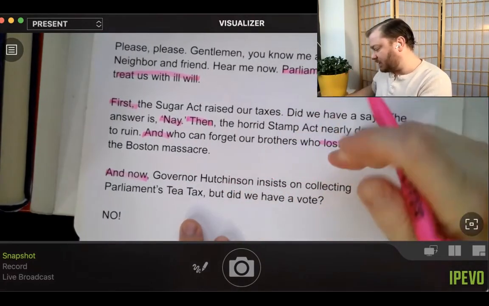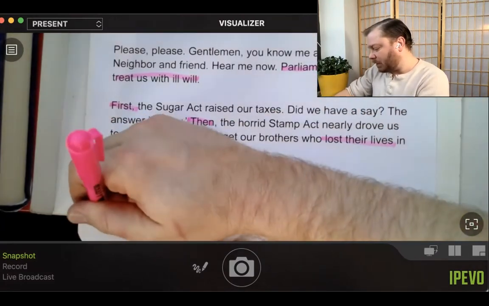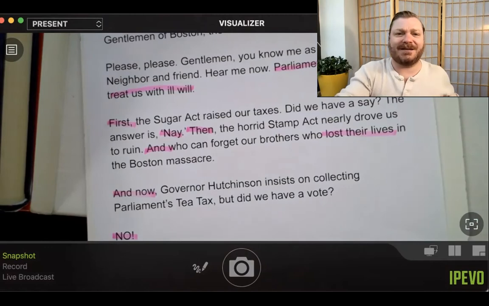"The Governor Hutchinson insists on collecting Parliament's tea tax, but did we have a vote? No." Okay, so I'm noticing here that it could be a number of things, right? There's a number of clues that say this could be chronological. There are other clues that say this could be problem and solution. So when we're reading for text structure, the structure is pretty evident.